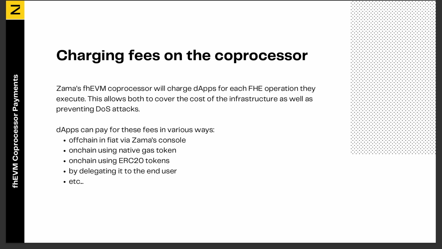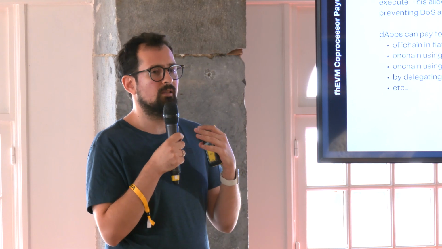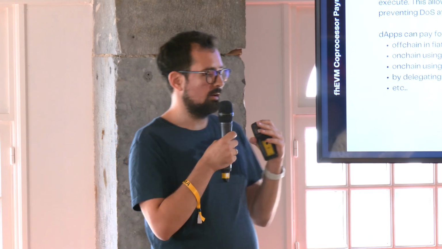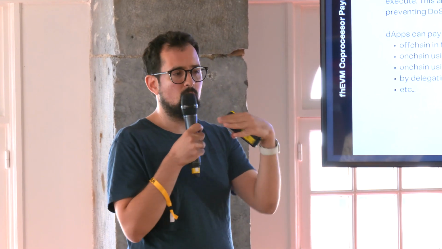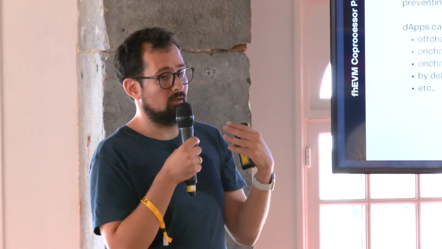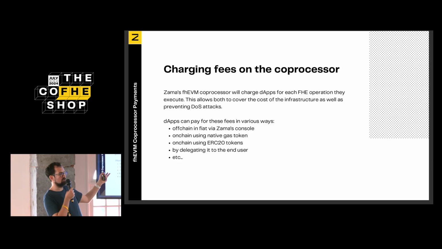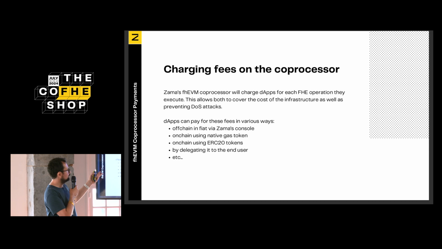And finally, so I was talking about symbolic execution, and that is very cheap. So what could happen is that a malicious actor can just create a contract that's doing a ton of symbolic execution, which is very cheap on L1. But this execution will lead to a lot of FHE computation that's expensive, and the coprocessor will not be able to keep up with that. So that's why we want to charge for FHE operations on the coprocessor. And also we want to charge because operating the coprocessor requires hardware resources.